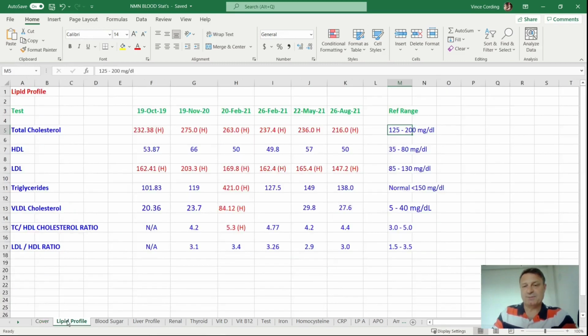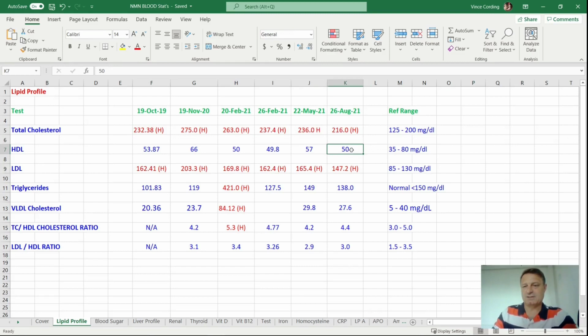So let's have a look at my lipid profile. As always, my total cholesterol is high, and that's because down here you can see my LDL cholesterol is high. That said, 216 is only 16 more than the 200 maximum in the reference range, and if you check all of these numbers, 216 is the lowest it has ever been.